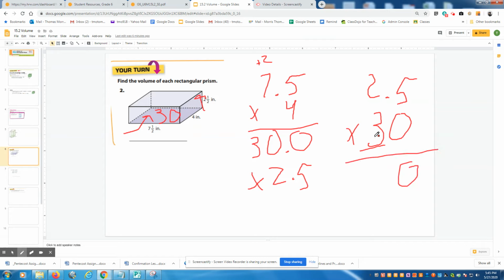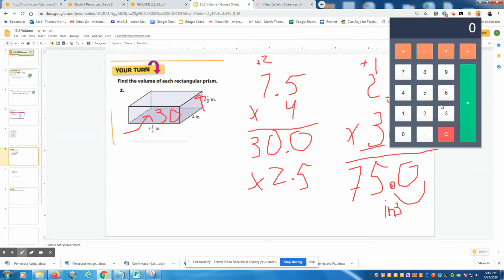But here we go. You bring down the 0. 3 times 5 is 15. Carry the 1. 2 times 3 plus 1 is 7. All right, so be careful. We have the 1 digit after, so I need to match it now. So 75 cubic inches is my answer. And again, you could pull out the old calculator, but you have to at least show what you're doing when you're doing this. 7.5 times 4 times 2.5, and there we go.